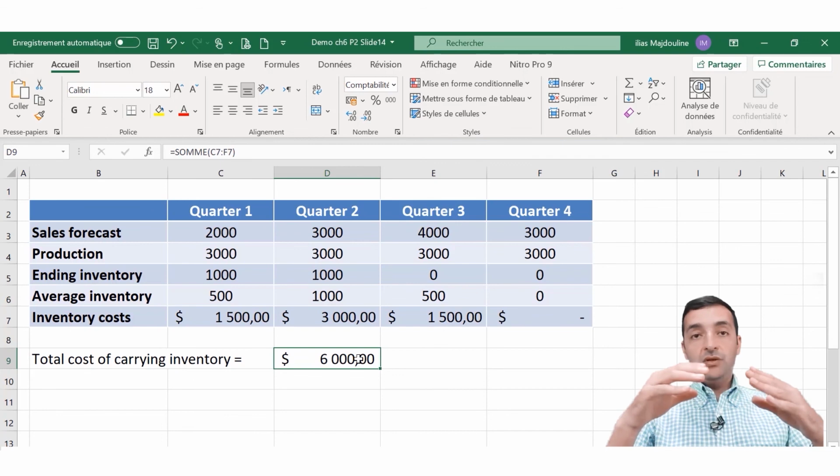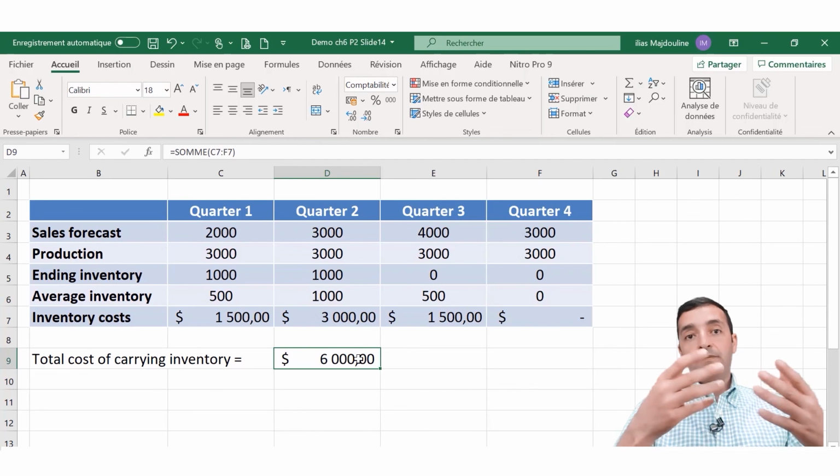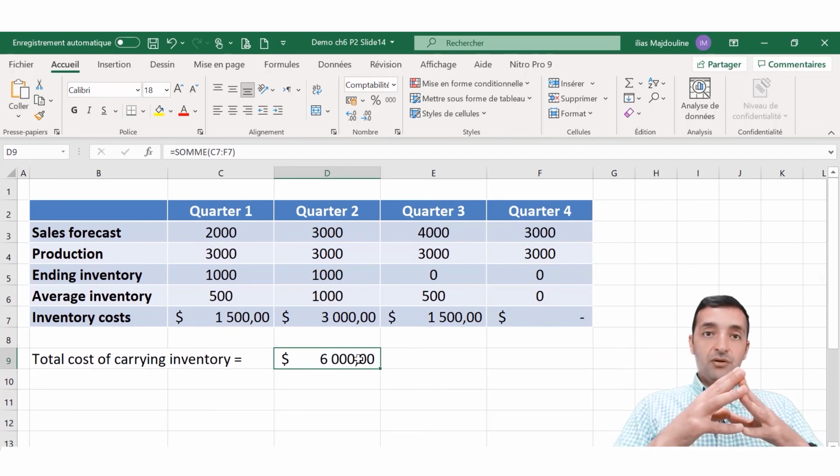So this demonstration summarizes the way of calculating the total cost of carrying inventory for 1 year. You need to calculate the production level. You need to define the ending inventory for each period to calculate the average inventory for each period, and you need to integrate the cost of inventory for each unit multiplied by the average inventory, and you have the inventory costs.